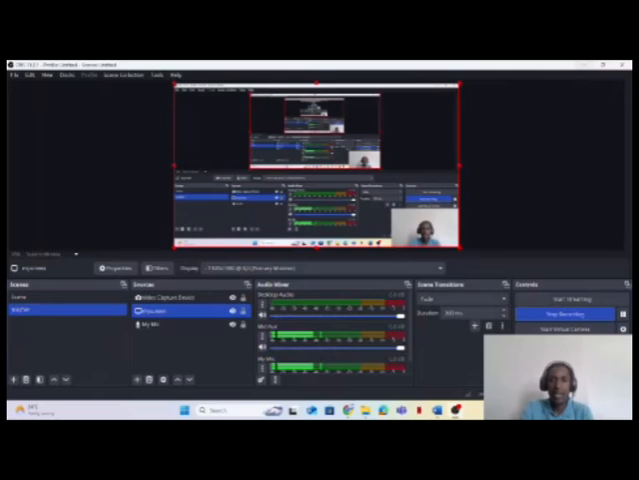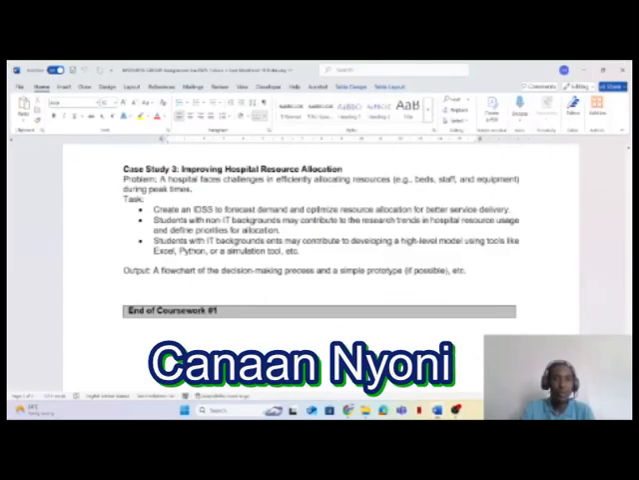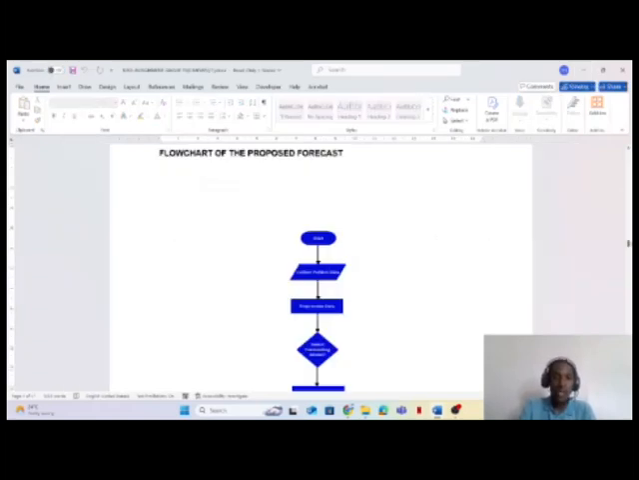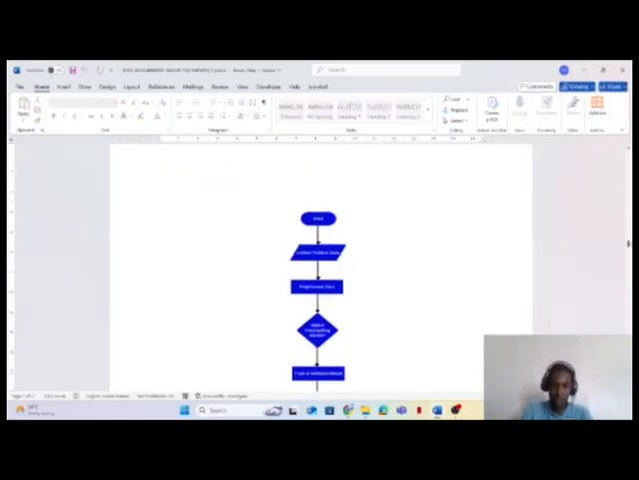Good day. My name is Kanan, and I'm a member of Group 15. We have chosen to do case study 3, which is based on improving hospital resource allocation. And the part that I'm assigned to do is to create a flowchart of the decision-making process. And I have done a flowchart first on the proposed forecast.